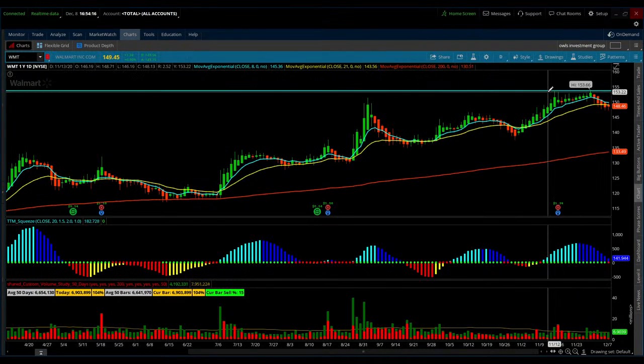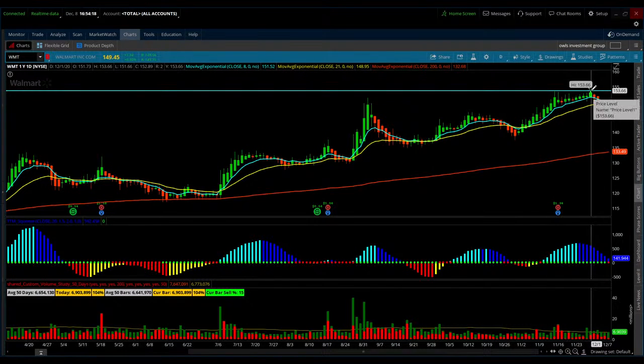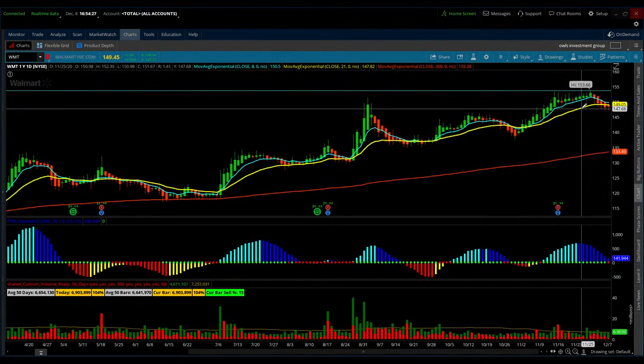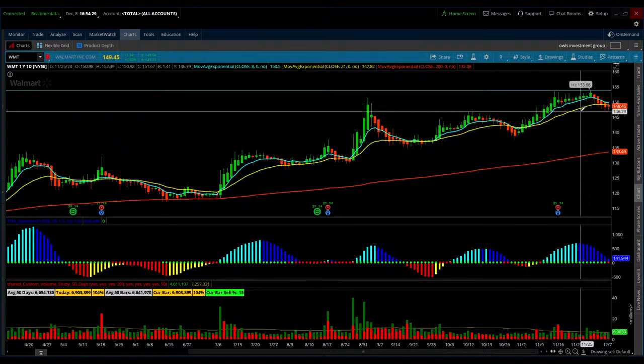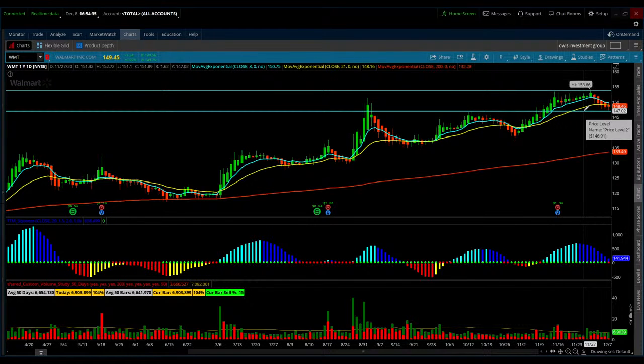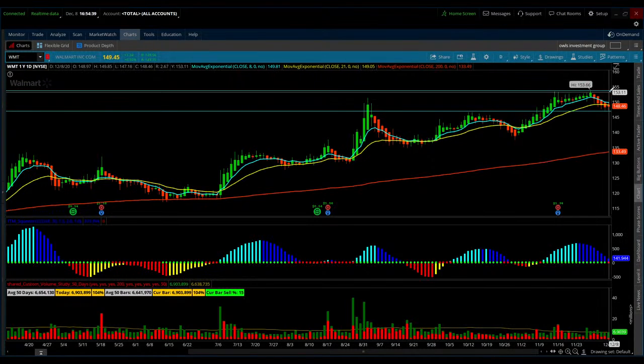153.66. It rejects here once, rejects here twice. So we know that this is a resistance. So 153.66 is a resistance. Okay. And right here on close, we see that Walmart's support is going to be around 147.02, give or take. Okay. So this is going to be our support.